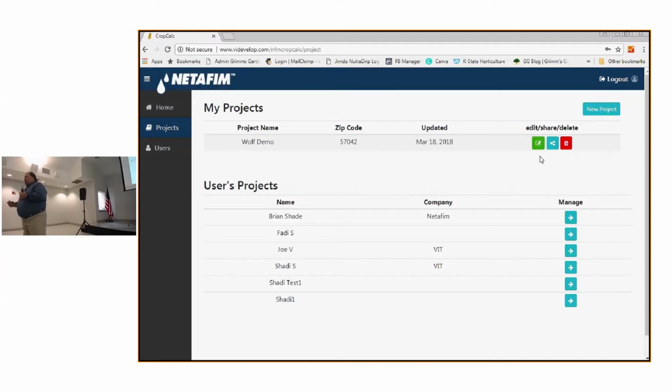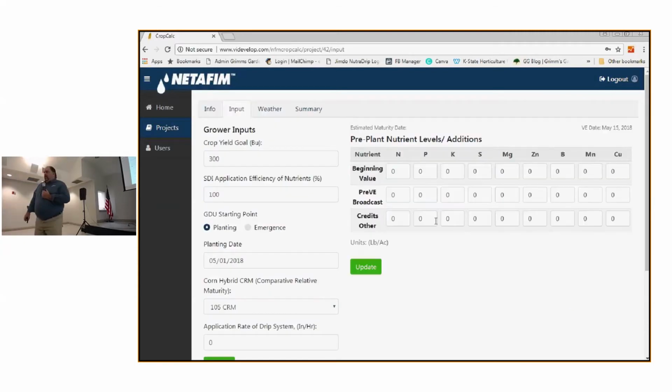It's all done automatically. So your zip code's important, and then you can have different versions of this if you want to build for different fields or whatever. So that's how you do that. So in order to build this, you do new project, and you put this in, and then hit the green button. That's edit share. And then it rolls into the input screen.